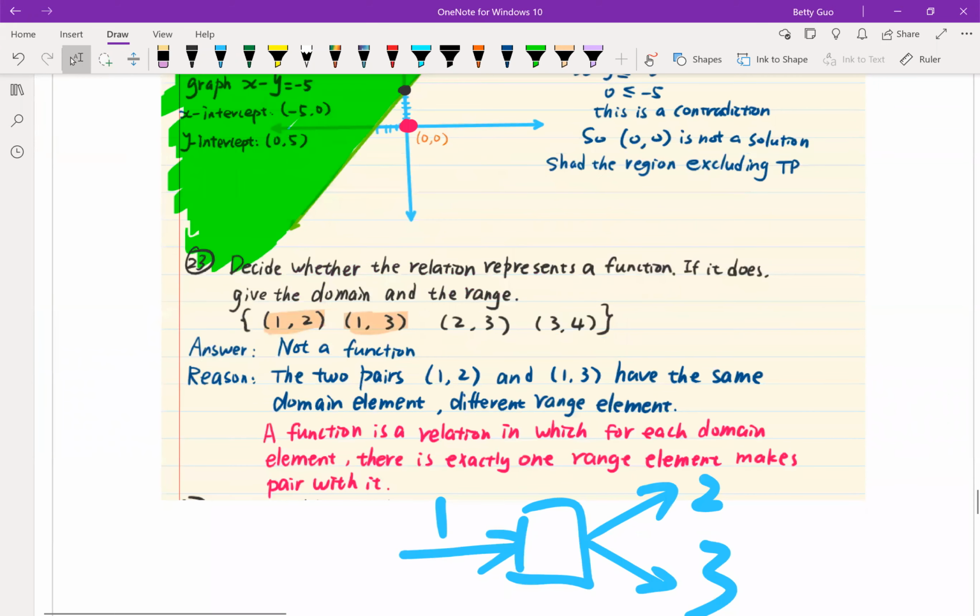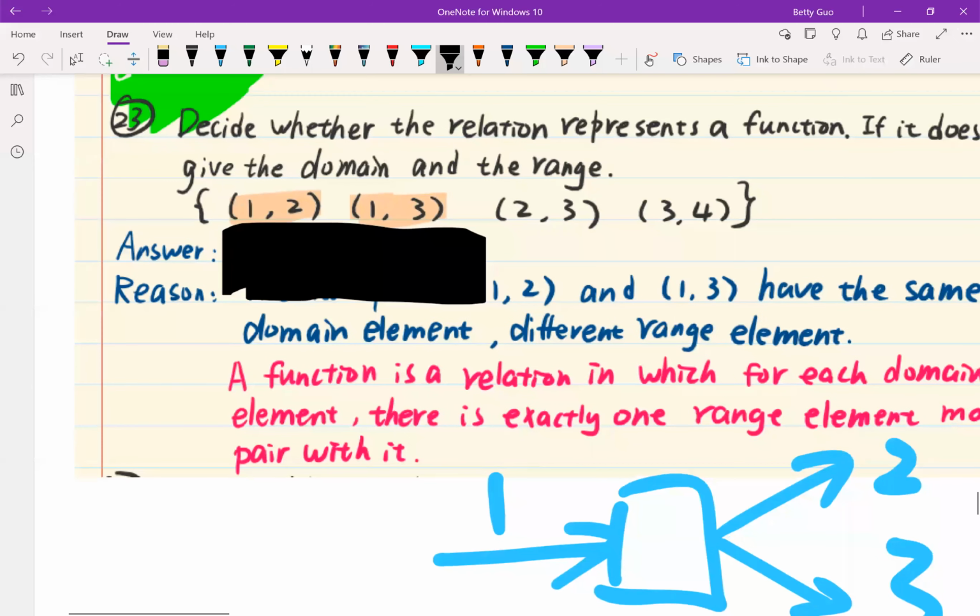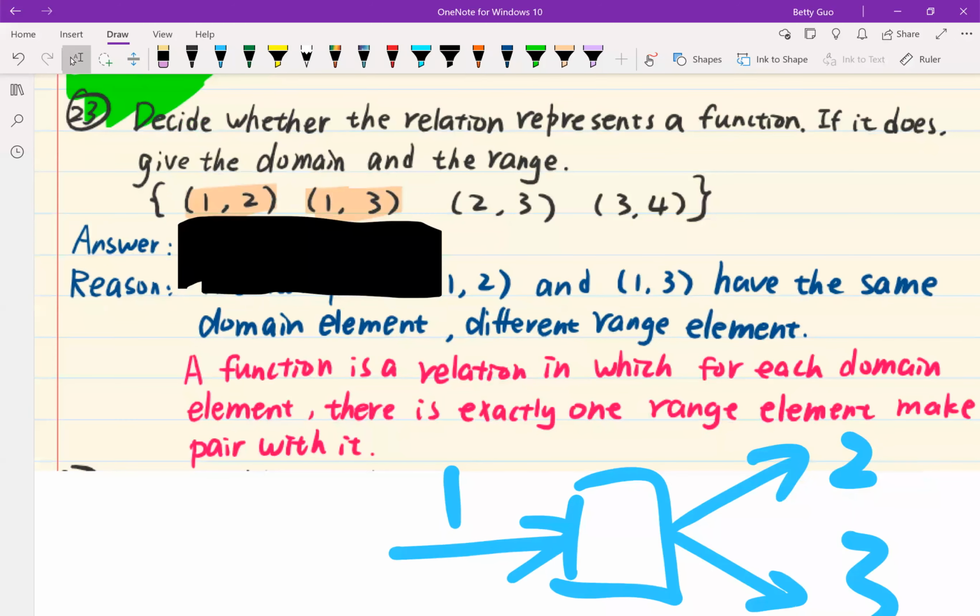Number 23, determine if this is a relation or function or not. Do you see the set? How many pairs in the set? 4 pairs, right? Okay, that's a relation. Determine if this relation is a function. Why not? Remember, if a person has 2 different biological mothers, that's not a human being, right?